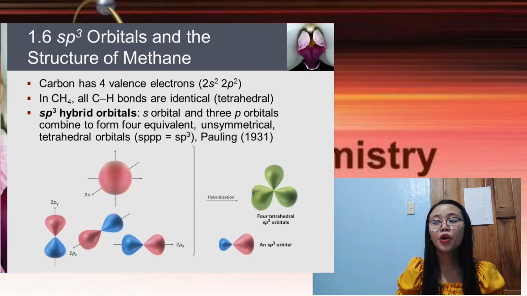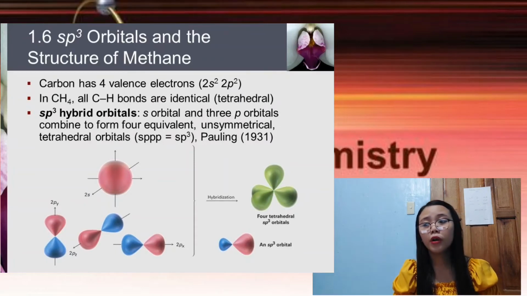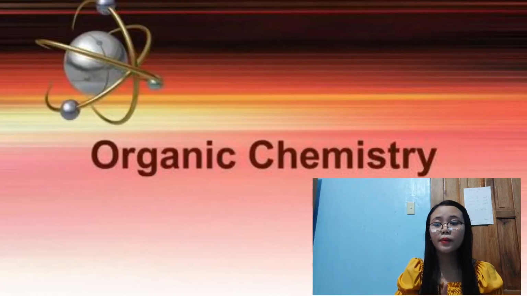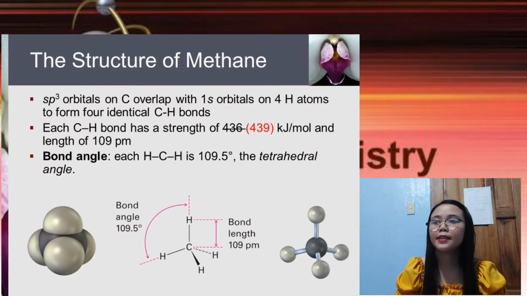Carbon has 4 valence electrons, 2s2, 2p2. In CH4, all C-H bonds are identical, tetrahedral. sp3 hybrid orbitals: an s orbital and 3 p orbitals combine to form 4 equivalent unsymmetrical tetrahedral orbitals. And now let's move on to the structure of methane.